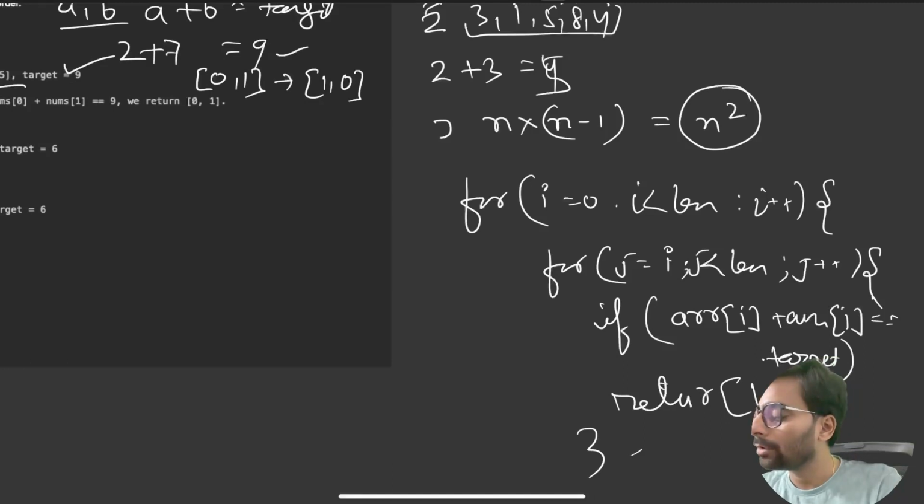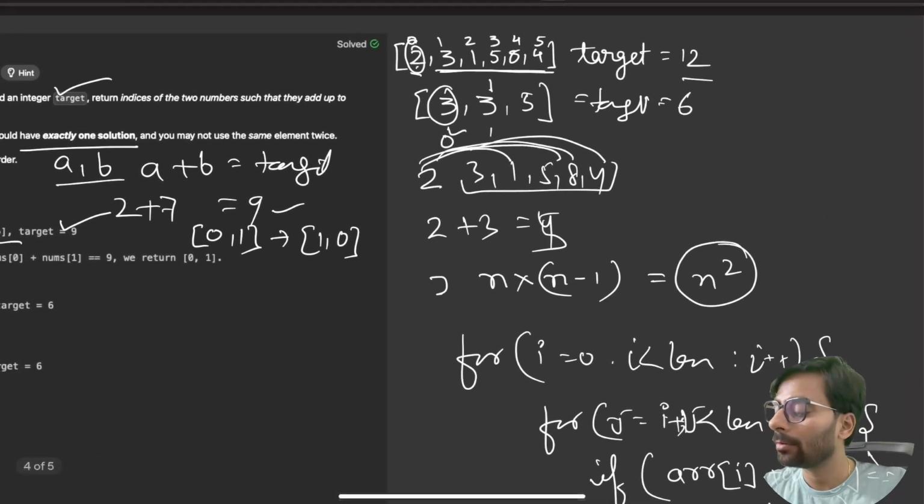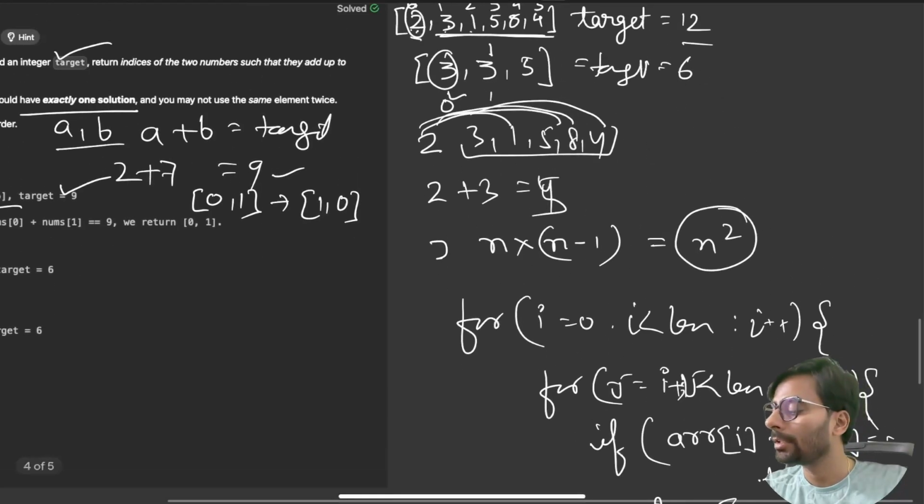We have to make sure that we start this j from i plus 1, because if you can see, we are starting from 2, then we are trying to see every other number, right? Then when we start from 3, we'll try to compare it with every other number after 3, like 1, 5, 8, 4. We are not going to check this again with 2, because when we were checking for 2, we have already checked 2 plus 3. So there's no need to check 3 plus 2 again, right? But this is coming in n square.